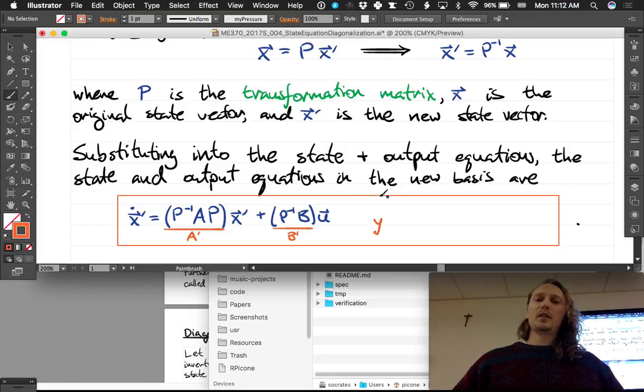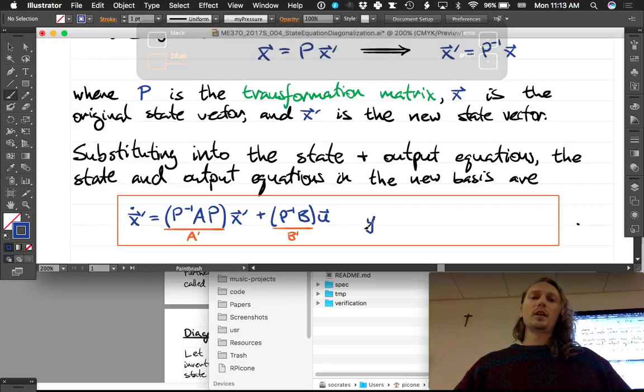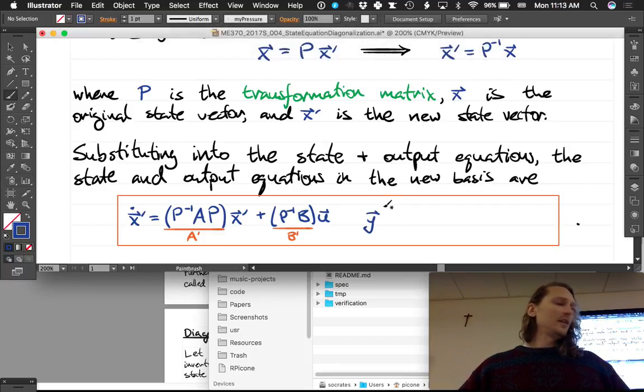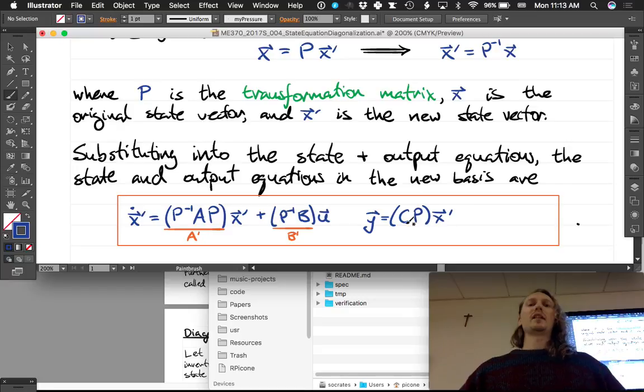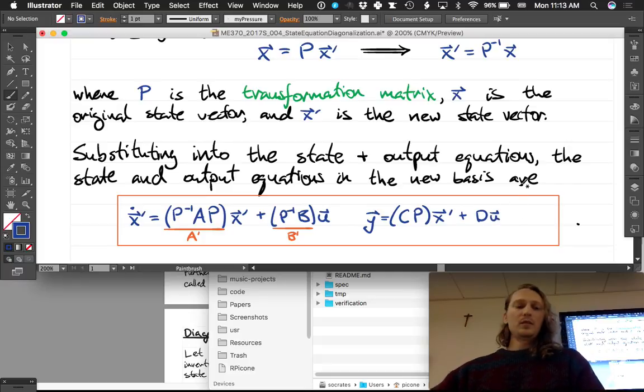And then if you just plug in, it's really easy for the output equation. The output equation is not suddenly orange. I like my blue instead. y equals CP x prime. So notice that for x, we just plugged in P x prime. And that's this original C matrix. So it was Cx, now it's CP x prime, plus, and D doesn't actually change at all, u.